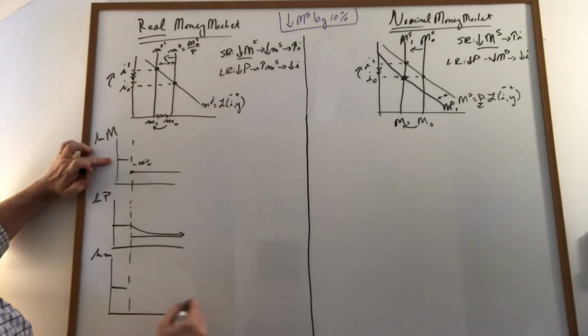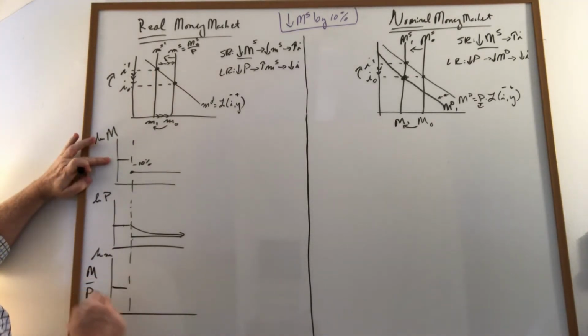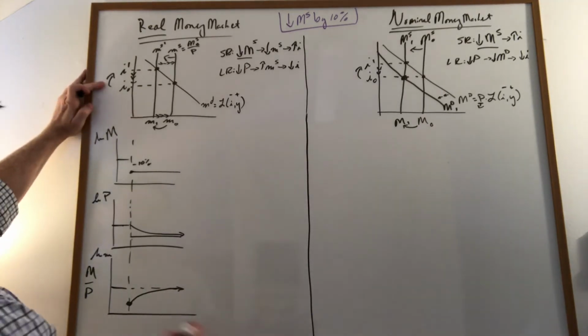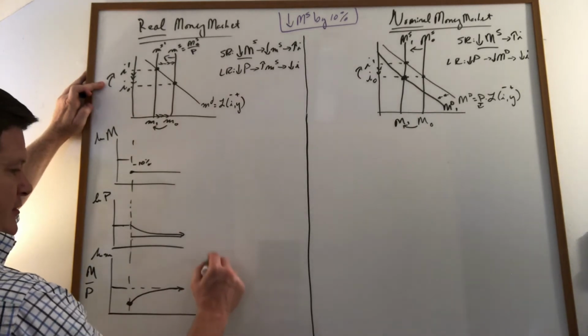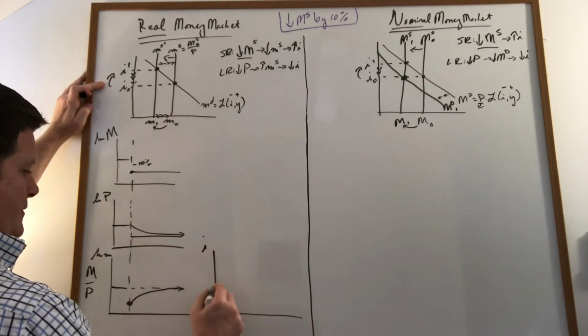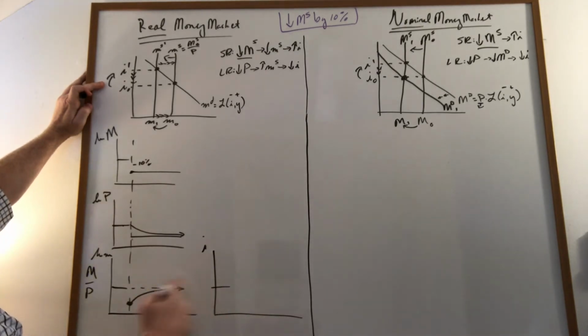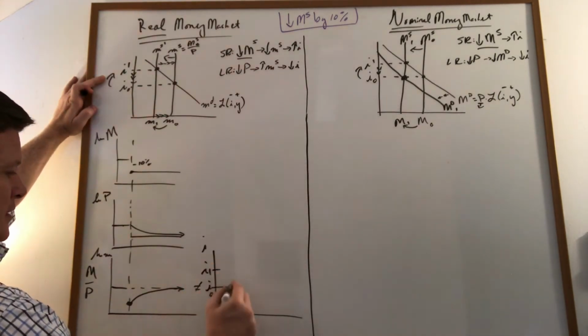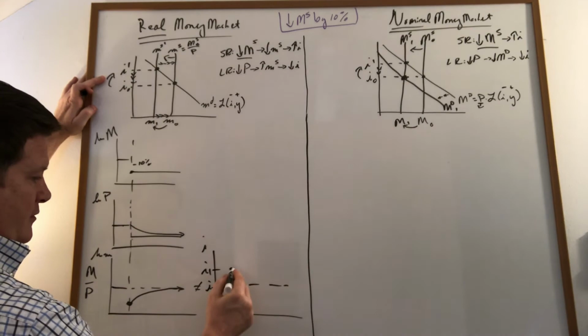This is M over P, so M dropped, so this initially drops. But as prices fall, little m rises back up, so we eventually rise back up to here. Interest rates do the opposite of this, so I'm going to draw it over here. These don't have to be set up next to each other. There's no equal sign here. Interest rates go up and then return to their old level.